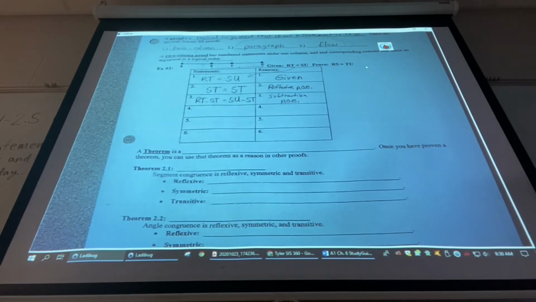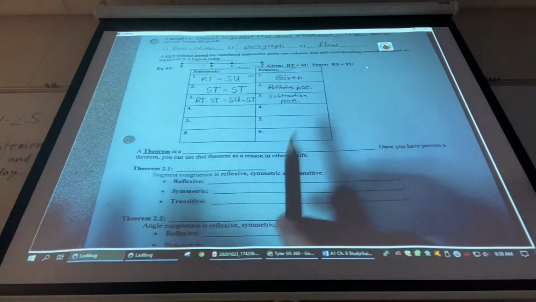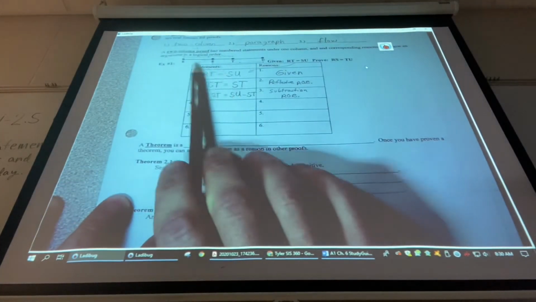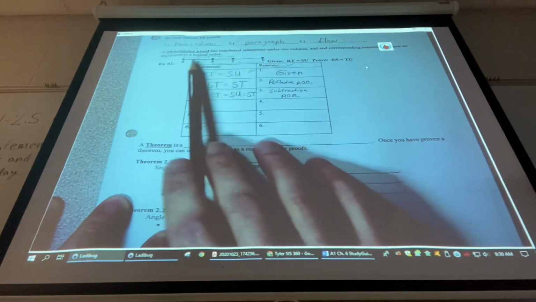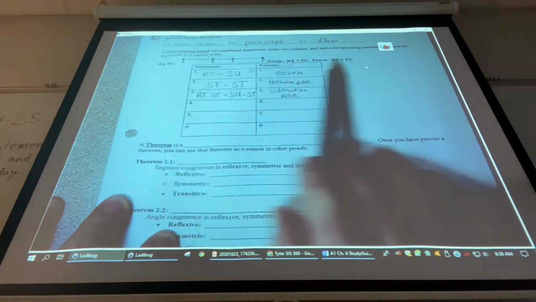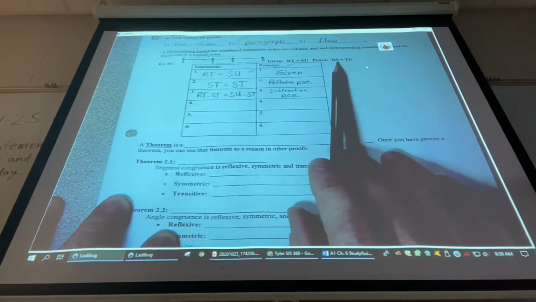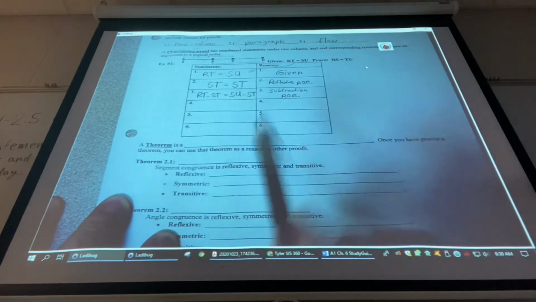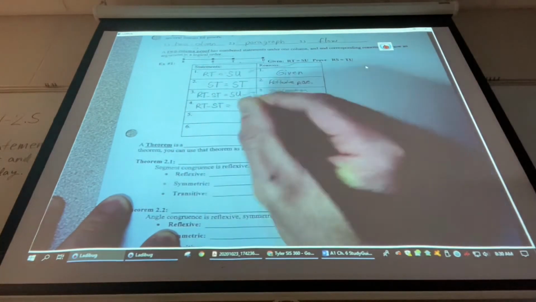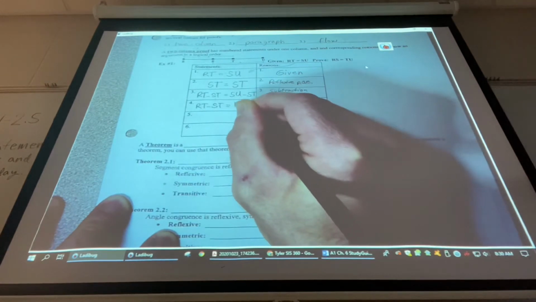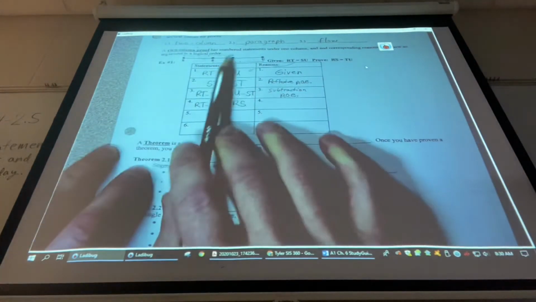Say what? I'm sorry. If you add ST to both sides, you'll get RT. You would get back to it. Yeah, you sure would. But I think the reason I did this was because RT minus ST is what measured? Yeah, we're getting closer to what we're trying to prove. So let's take a moment and write that out. That RT minus ST is equal to RS.